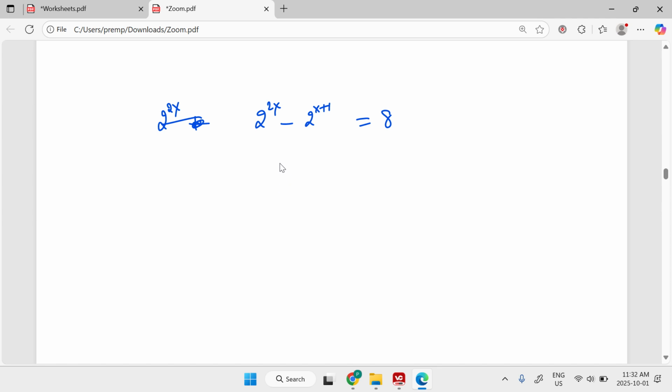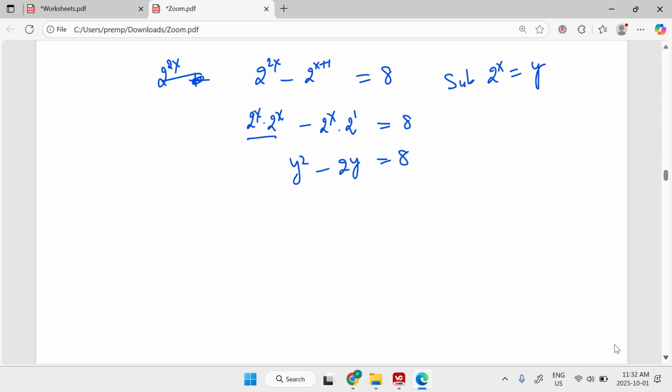Now this question will be slightly tricky. You just have to understand. This 2 power 2x can be written as 2 power x times 2 power x. And in the same way, this 2 power x plus 1 can be written as 2 power x times 2 power 1, which is basically 2, equal to 8. If you are able to do it, you can solve it. Now what you are going to do is some substitution. Say I'm going to substitute 2 power x equal to, say, y. Now it will become y squared minus 2y equal to 8. And then you can just reorganize it. It becomes y squared minus 2y minus 8 equal to 0.